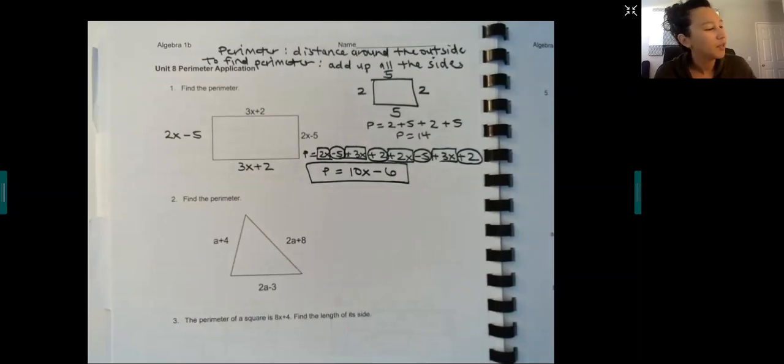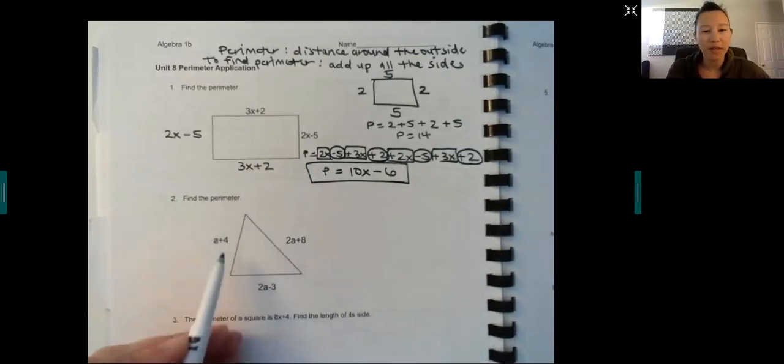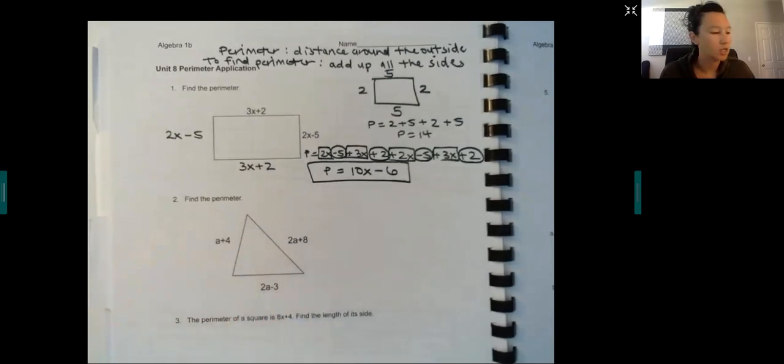Okay, number two, we're going to also find the perimeter. This time it is a triangle, but nothing changes. So you want to add up all the sides, combine your like terms, and simplify. So go ahead and try number two.